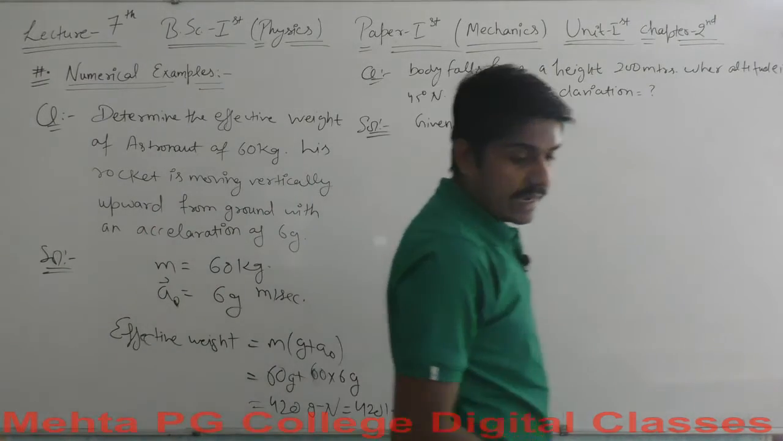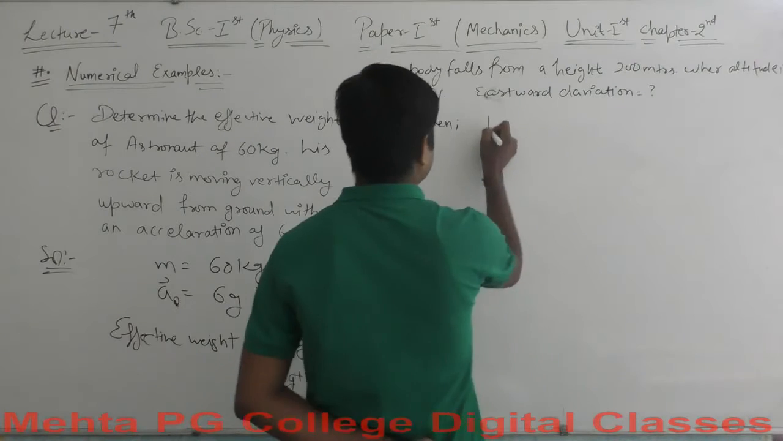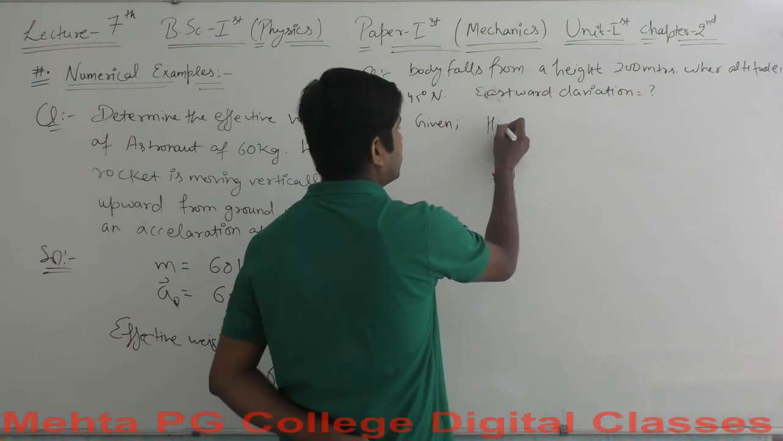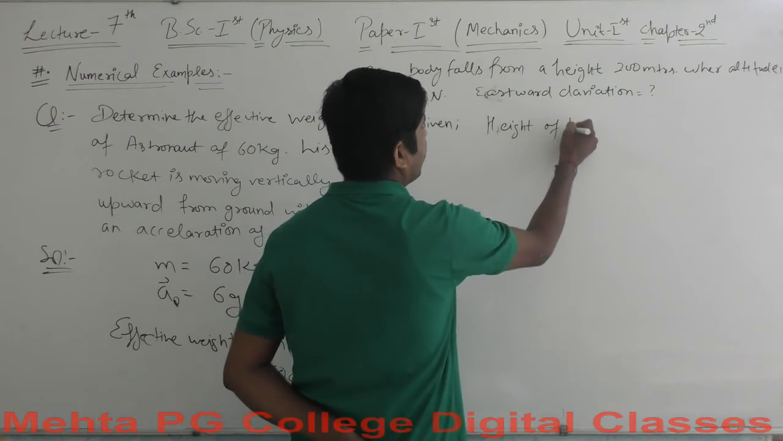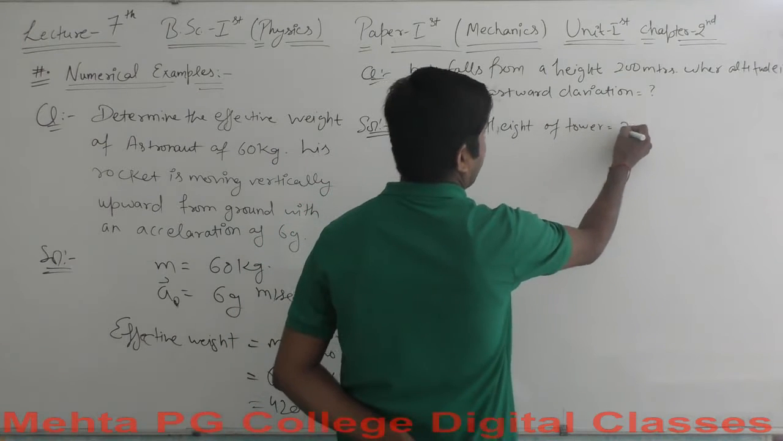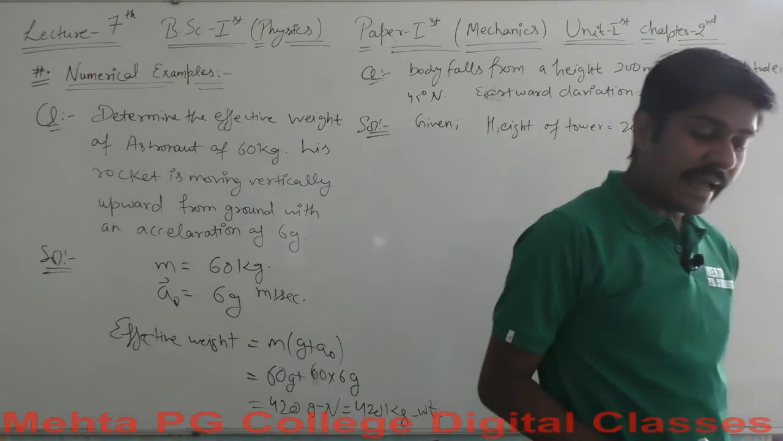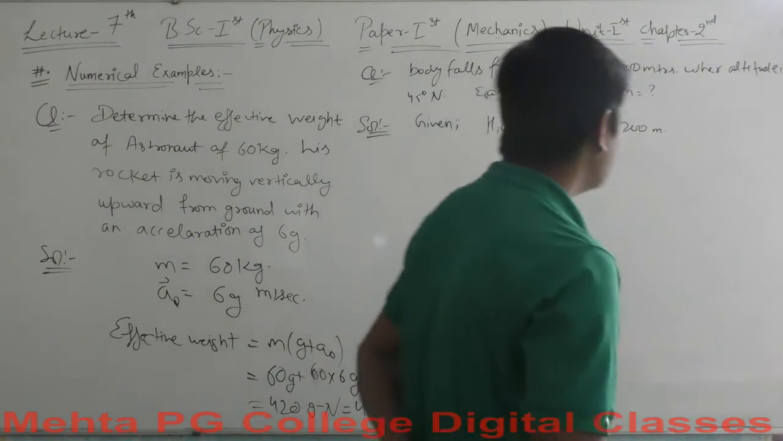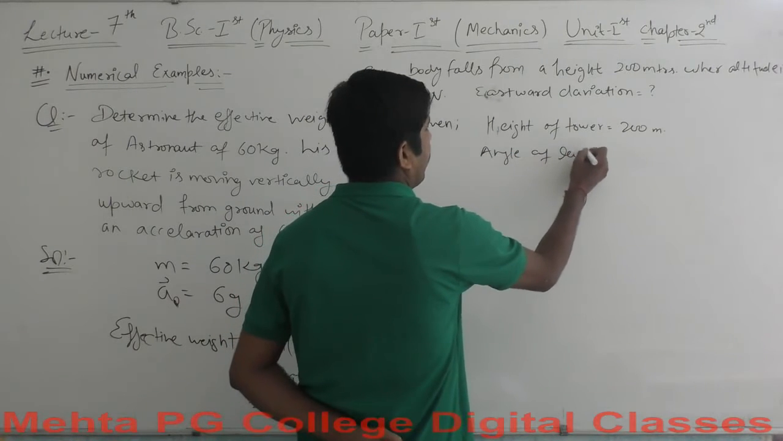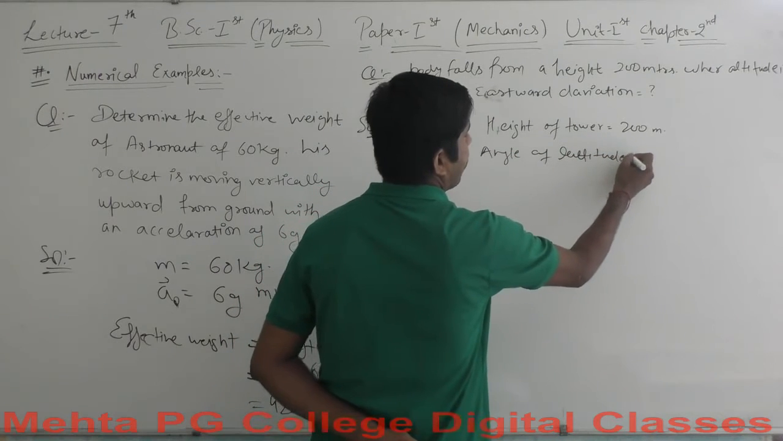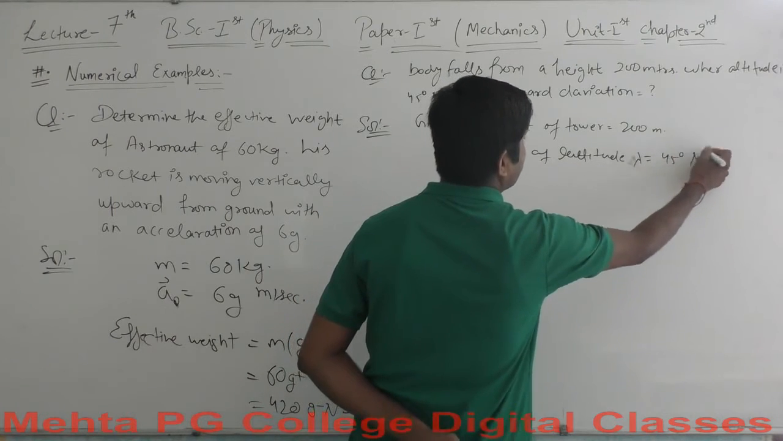Given is the height, which is 200 meters, the height of the tower. The angle of latitude, lambda, is given as 45 degrees north.